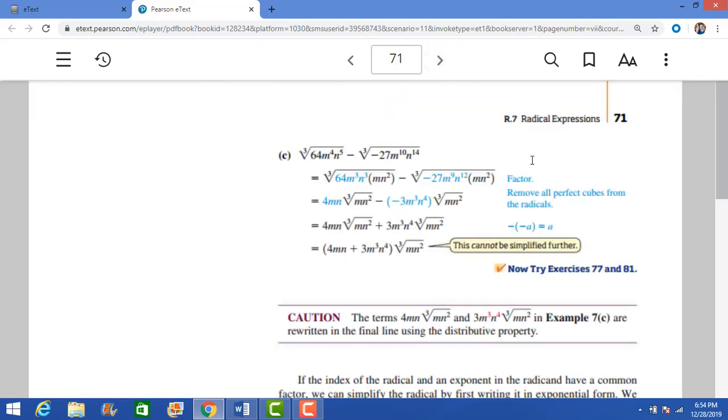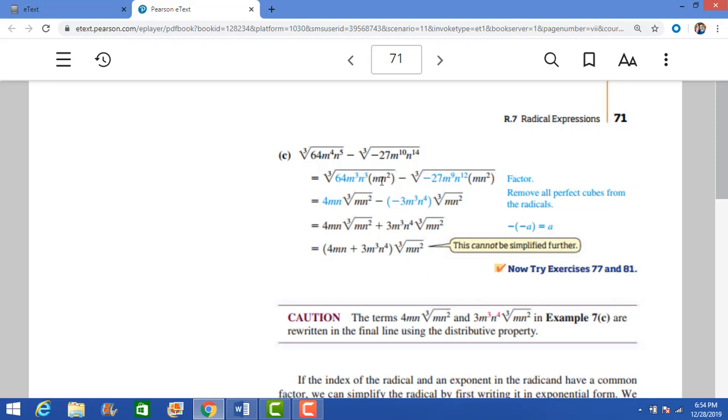Okay, now what about this one? Again, we have indices, and we're going to try to simplify each of these. This here is the same as 4 cubed. So 64 is the same as 4 cubed. This can be written as m cubed n cubed times this.